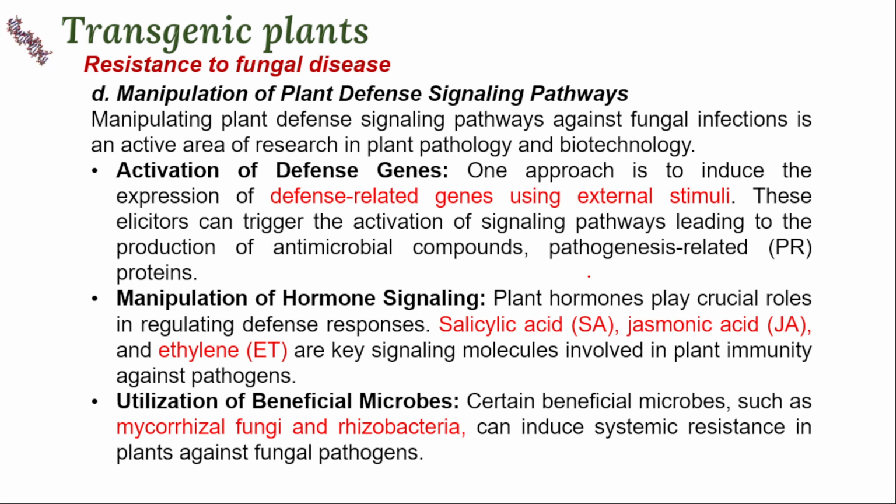Likewise, some stimuli that trigger the chemotactic movement of the fungus should be neutralized. We can even change the hormone signaling pathways, like the jasmonic acid, salicylic acid, or ethylene pathway, and modify them so that they trigger a defense mechanism against fungal microbes. And we can even use beneficial microbes, like vesicular arbuscular mycorrhiza, VAM, and other mycorrhizal fungi, to defend against the pathogenic fungi that cause disease.